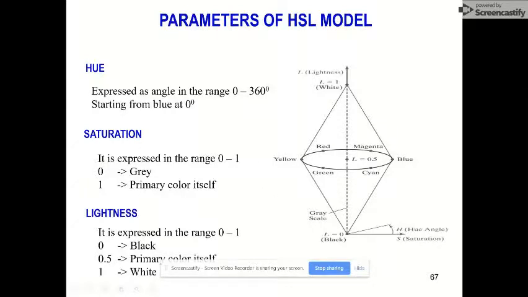Let's look at the parameters of the HSL model. You have the hue here, which is expressed in the range 0 to 360, starting at blue at 0 degrees. Saturation is expressed in the range 0 to 1, which means 0 is grayscale and 1 is the primary color itself. The lightness is expressed in the range 0 to 1, where 0 is black, 0.5 is the primary color itself, and 1 is white.